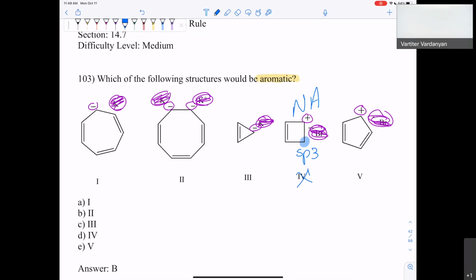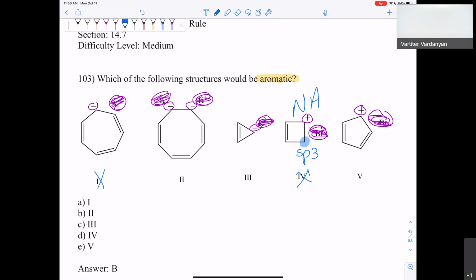Yes, you're right, but what do you mean by numbers are off? What rule does it follow? Yes, exactly. Perfect. So this one has 8 electrons, which is the 4n rule. So that means it is anti-aromatic. Perfect.